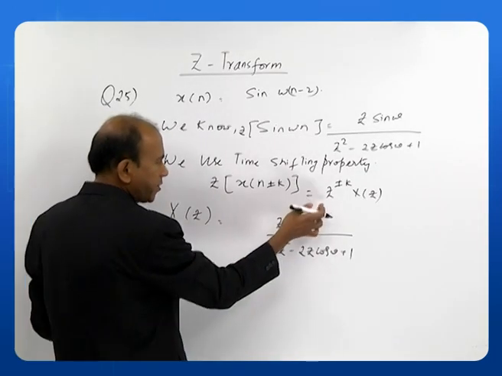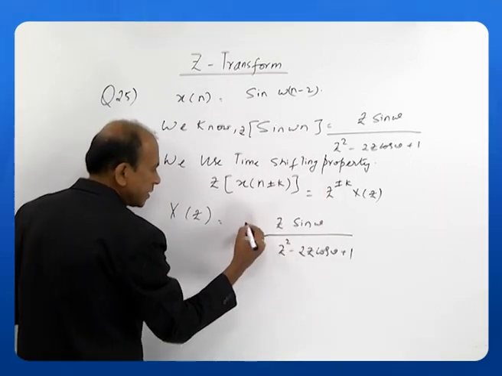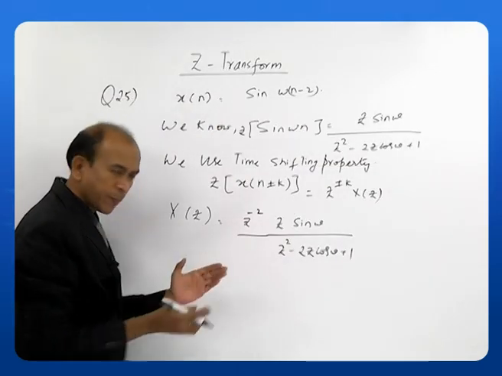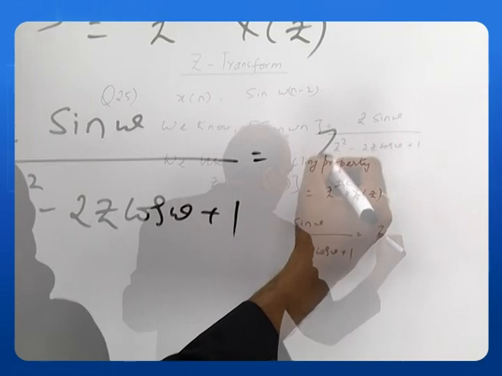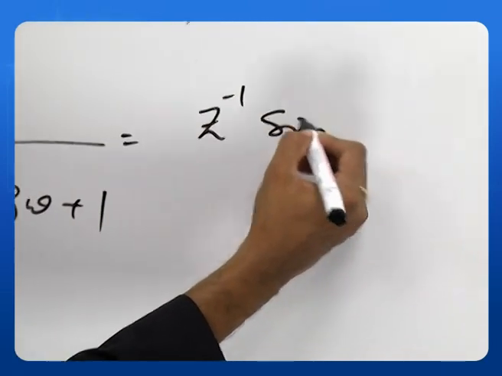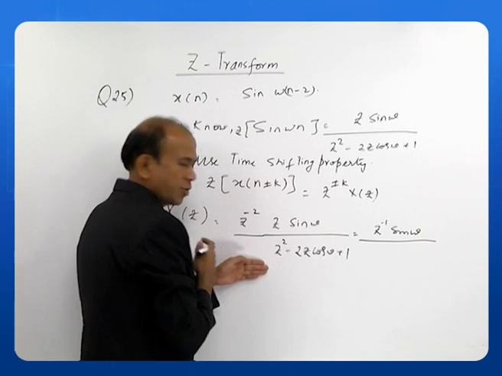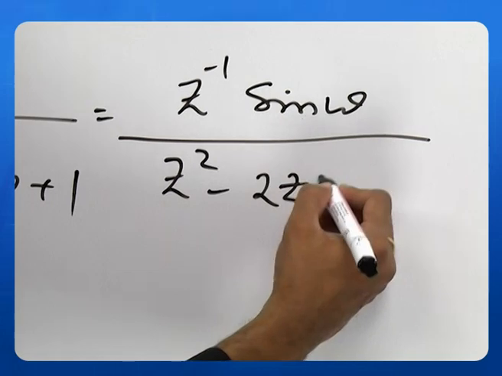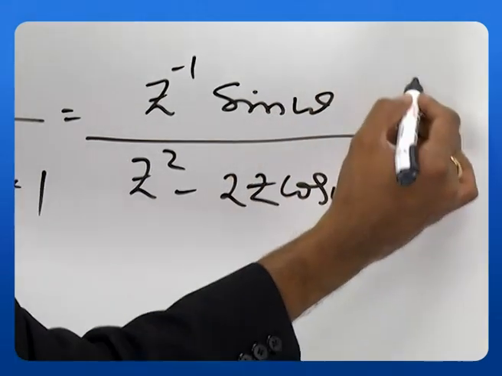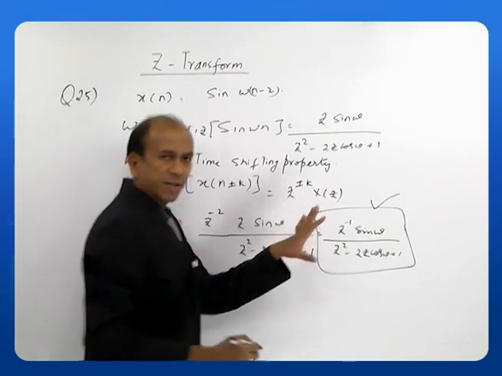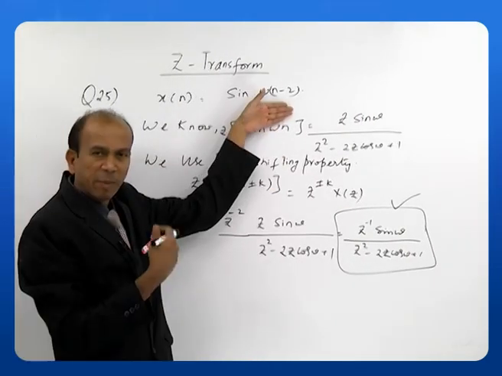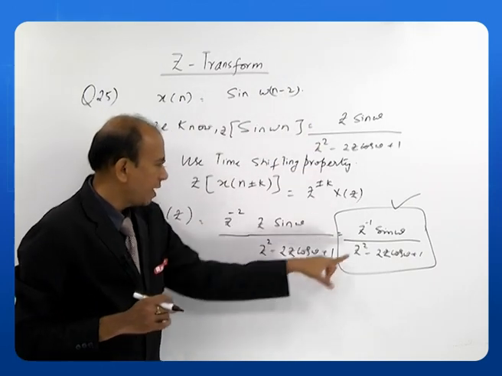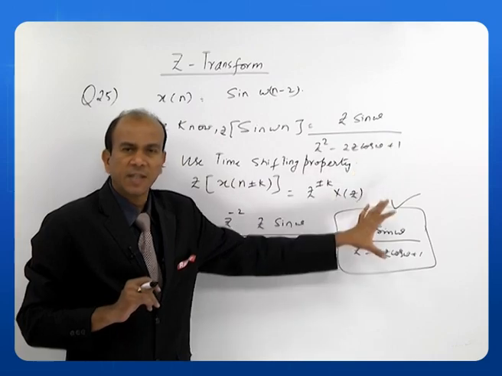Okay, then what is it I have to do? I have to multiply by this. So let me multiply this by, what is our k here? 2. So z square, z to the power of minus 2. So let us write down what is the answer here. The answer is z to the power of minus 1 sine omega, let's multiply throughout, by z square minus 2z cos omega plus 1. So this is our answer for this. Simple, only 2 steps we have taken. We have remembered what this identity value is equal to, then we have used time shifting property, then we simply put it here. So this is the answer for this question.